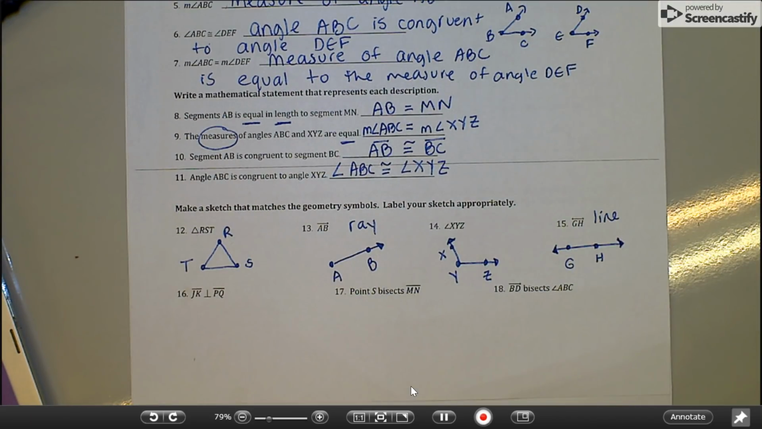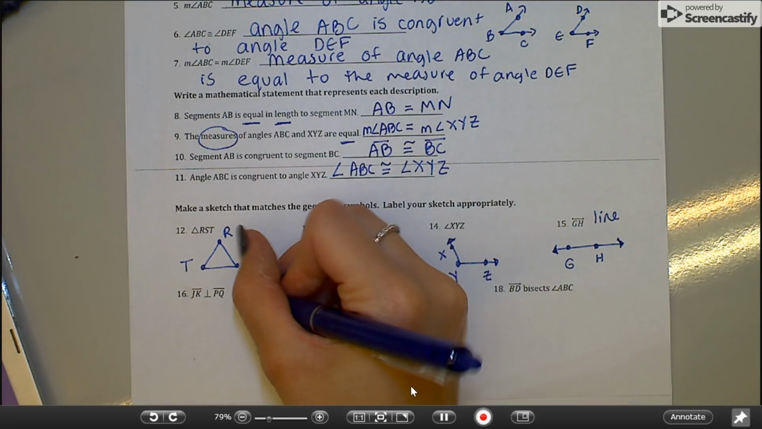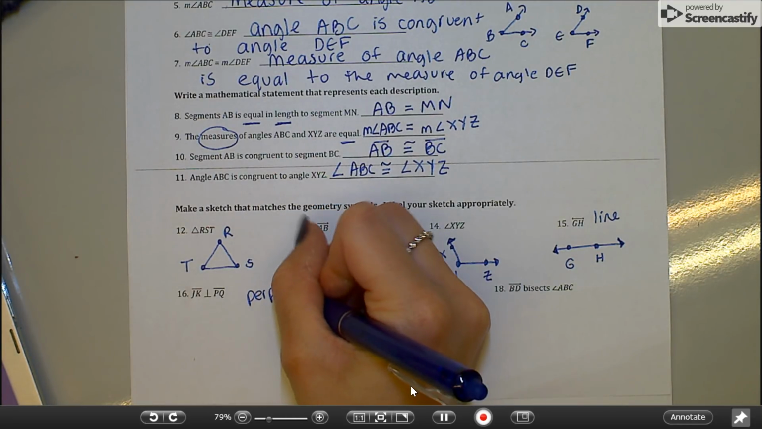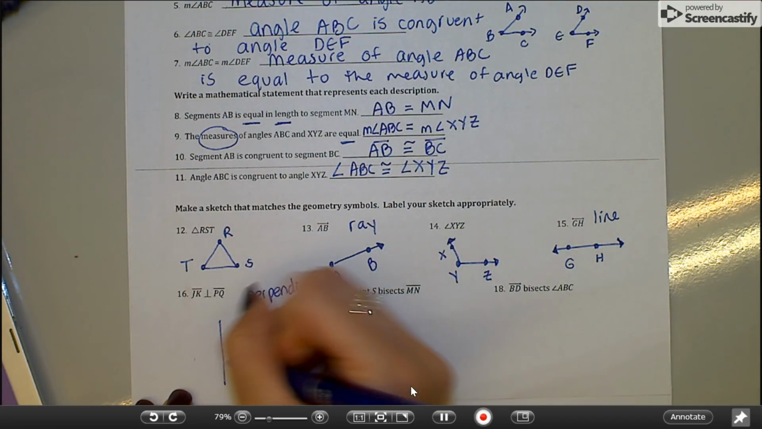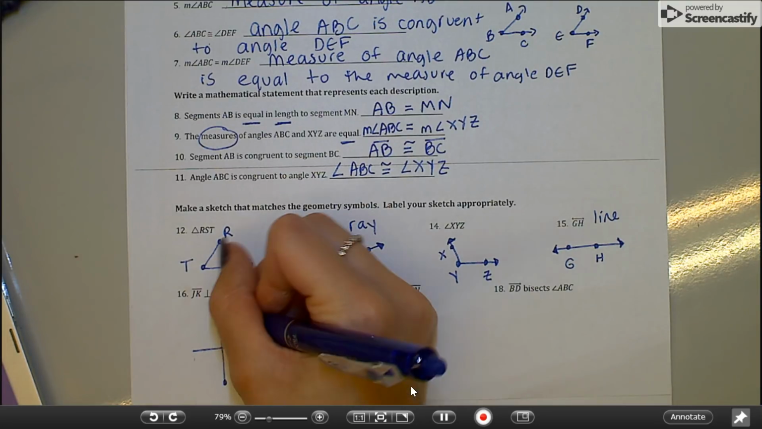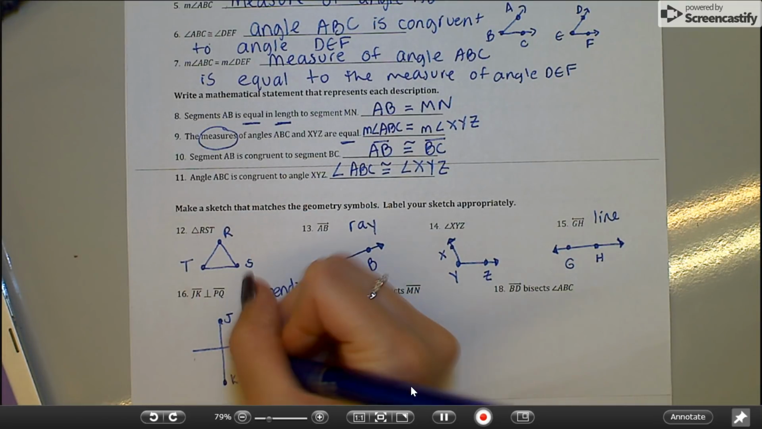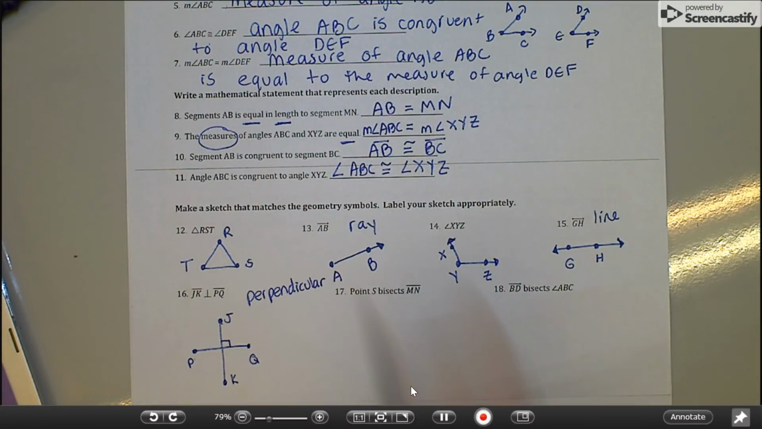Number 16, that refers to right angles. So these two segments are perpendicular, meaning they form right angles when they intersect. So if you made this, you would have JK as a segment, you would have PQ as a segment, and they would form a right angle with this symbol for a right angle.